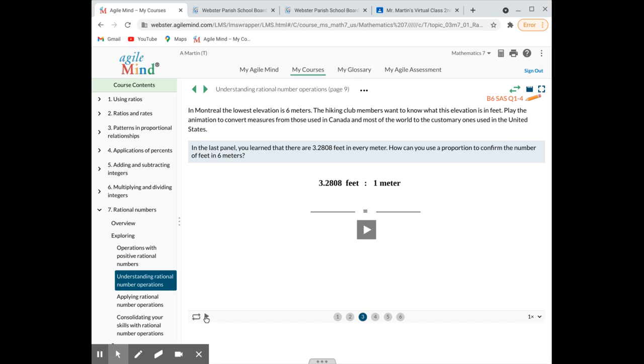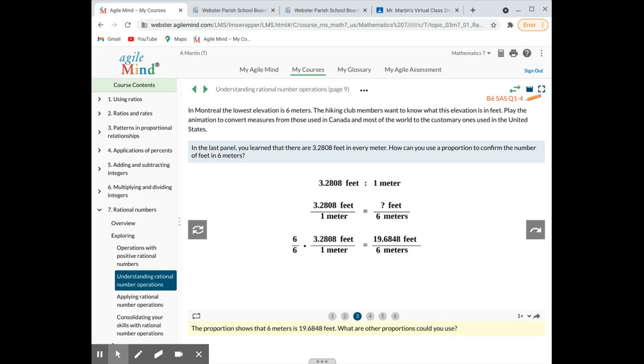All right, so let's take a look. So they're using a proportional relationship to find this out. We know that 1 times 6 equals 6. So if we do 6 times 3.2808, that'll give us our answer. And that's exactly what we did to solve this. So it says, what are other proportions we could use? What's another proportion we could use? Instead of using 6 meters, what's another measurement we could use?